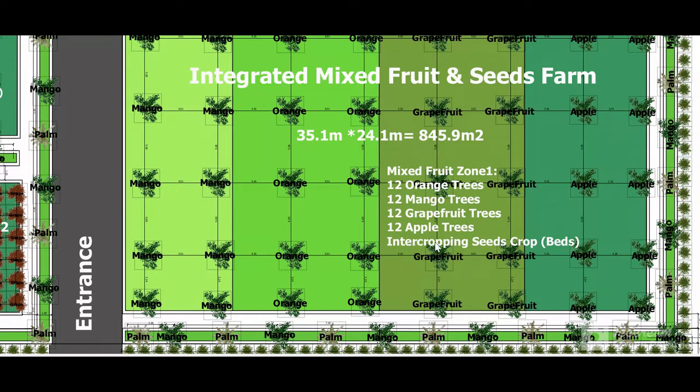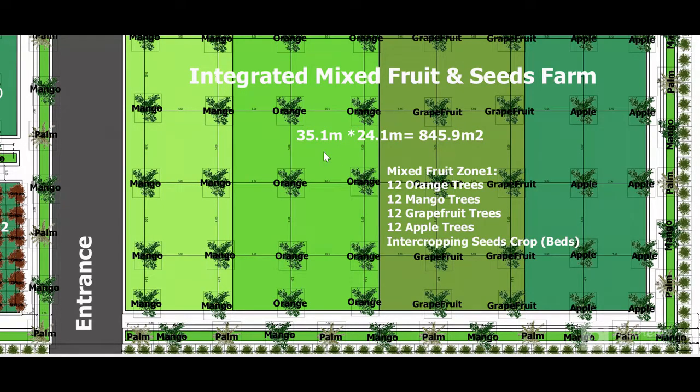There is also another idea. Under those trees, we can put any kind of seeds or grass, or make tall beds with drip irrigation and intercropping seeds. This is optional. We can make intercropping seed cultivation. This can increase our yield and profit from this area. Okay, this is zone one.